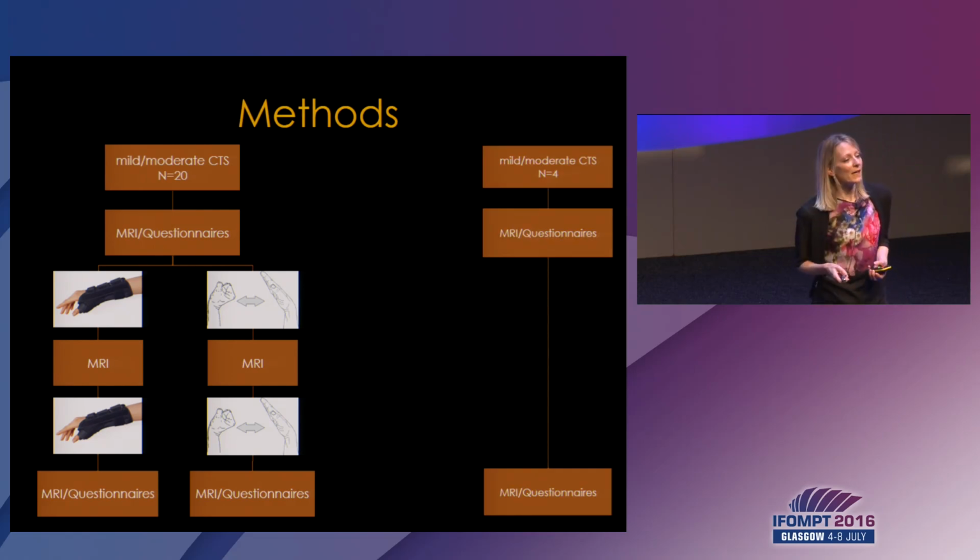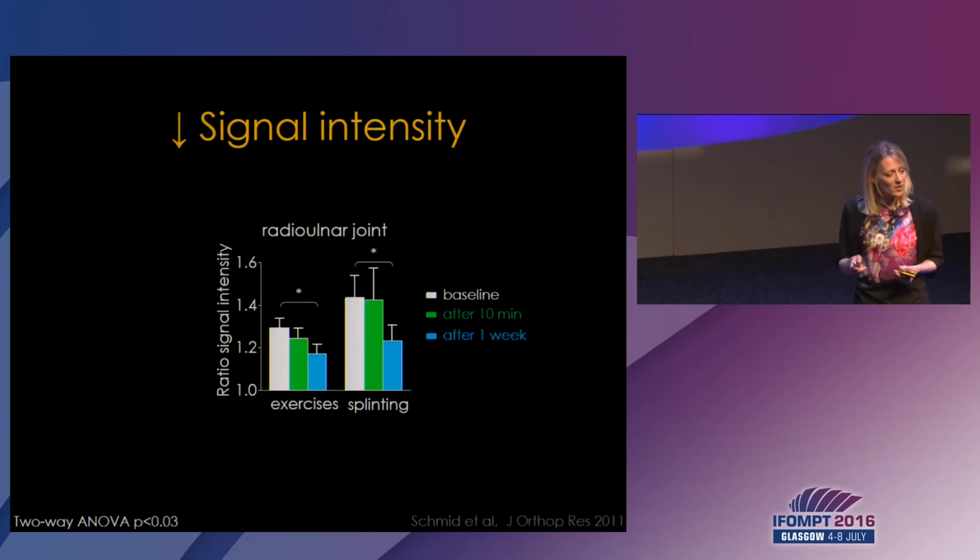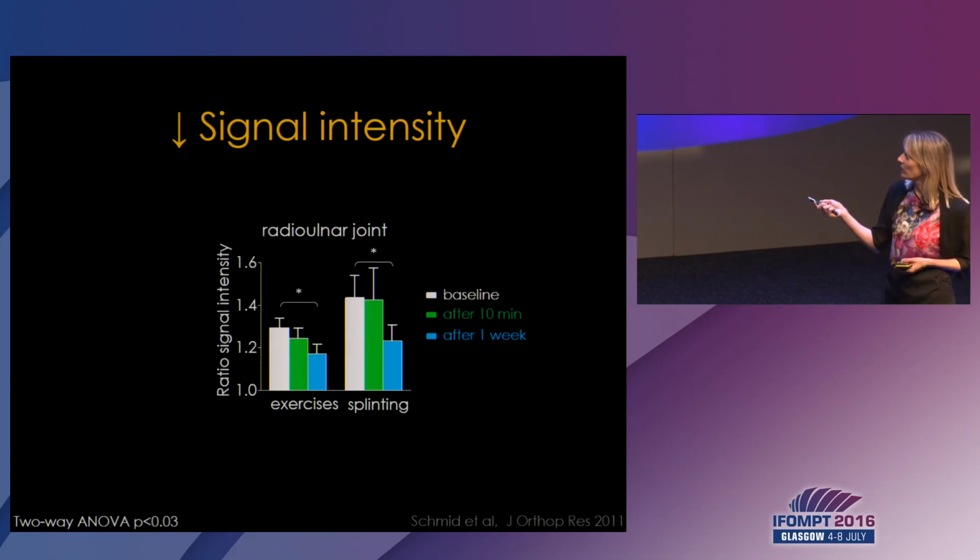We also had a control group of patients who had an MRI 1 week apart, simply to see that there is not much natural fluctuation of the signal intensity within that nerve. And these are the results that I would like to show you. This has been published. If you want to read in more detail, it's all available.